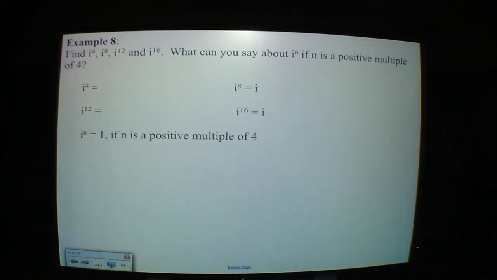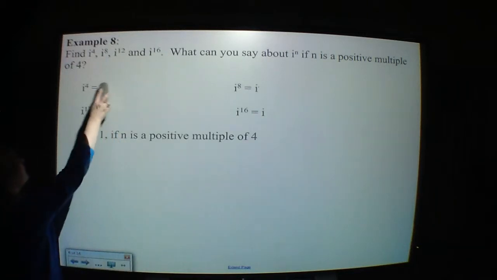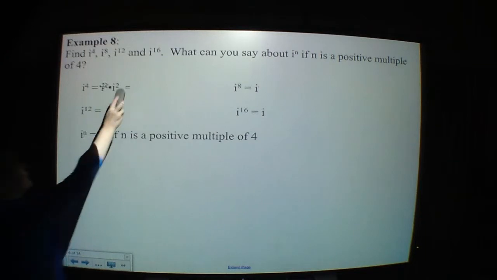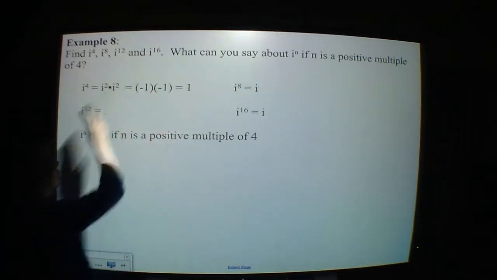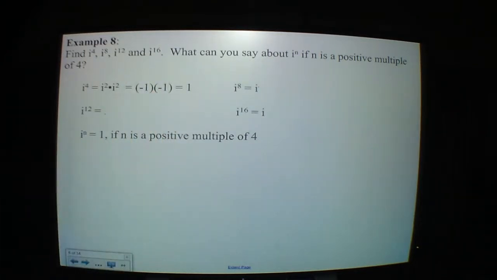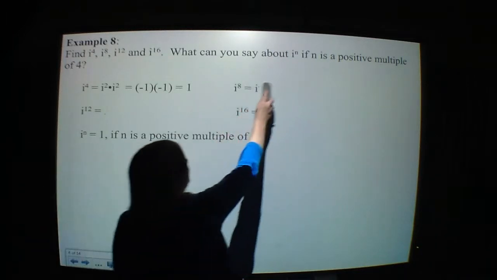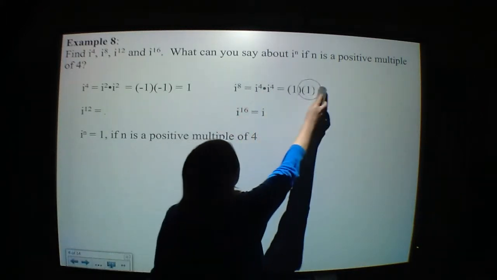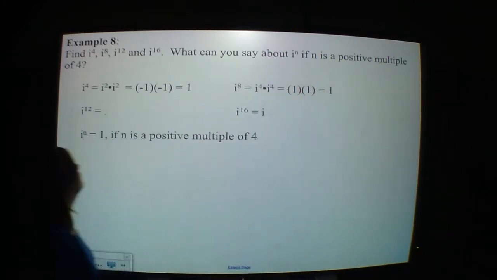Find i to the 4th, i to the 8th, i to the 12th, i to the 16th. What can you say about i to the n if n is a positive multiple of 4? Well, i to the 4th is i squared times i squared, which is negative 1 times negative 1, which is 1. i to the 8th, I could think of as i to the 4th times i to the 4th, which would be 1 times 1, which is 1.